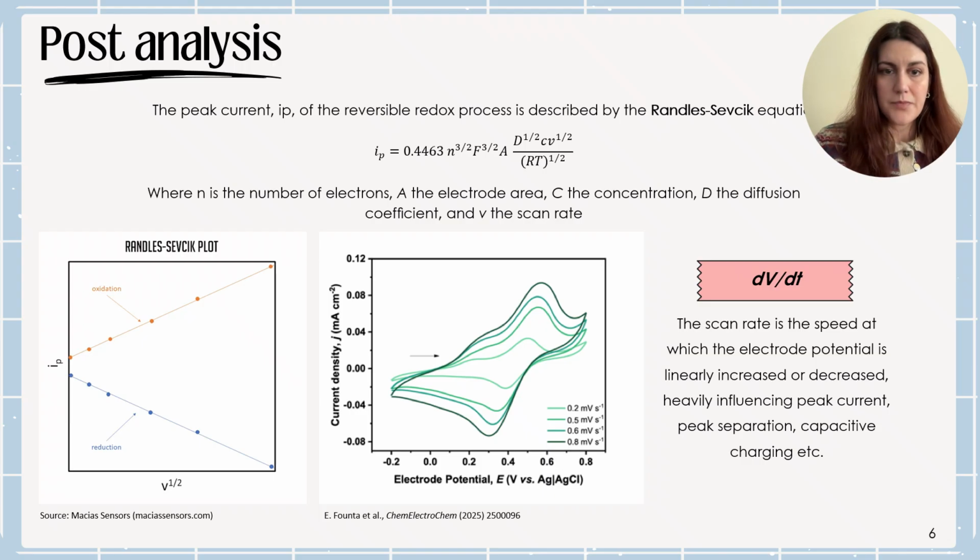For example, at slow scan rates, we see that the system has more time to reach equilibrium and diffusion layers develop more fully. At faster scan rates, the system is perturbed more rapidly, manifesting with kinetic limitations or capacitive behavior.